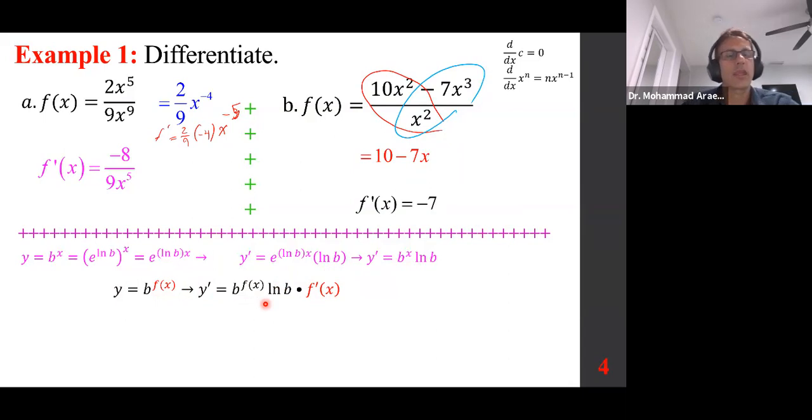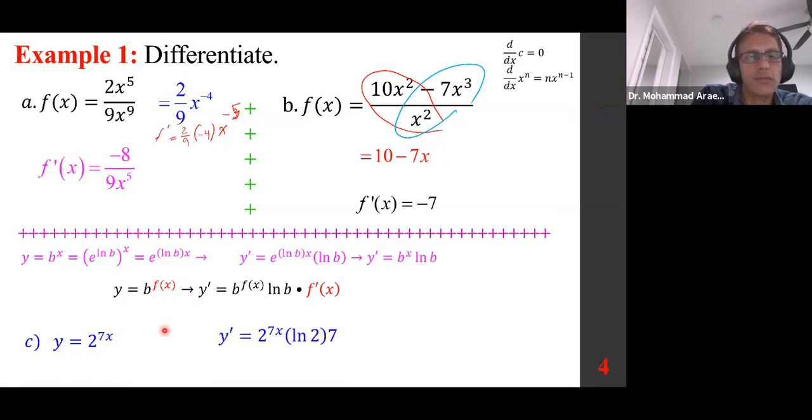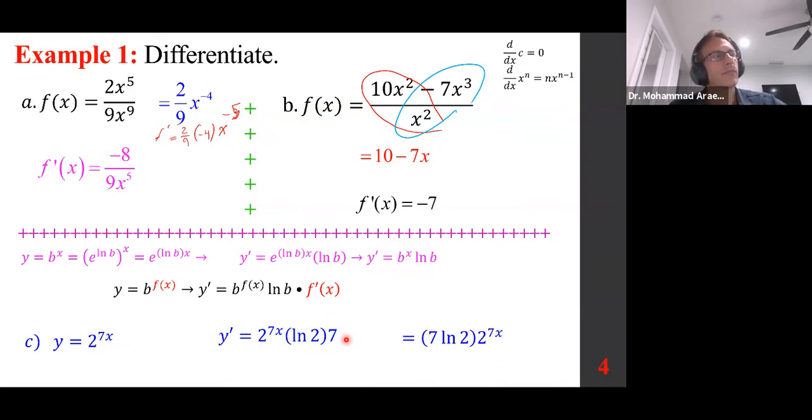For example, if you have 2 to the power of 7x, we need 2 to the power of 7x. By logarithmic rules, we need natural log of the base because the base is not e, so times ln 2. And by the chain rule, the exponent is not x, so we need the derivative of that, which is 7. So the function itself, and then ln 2, and then the number 7, and you rewrite it, and you're done. Okay, everybody?